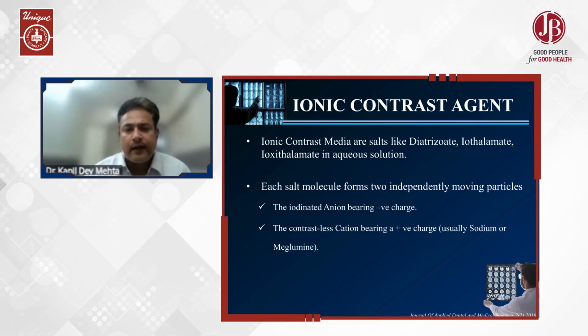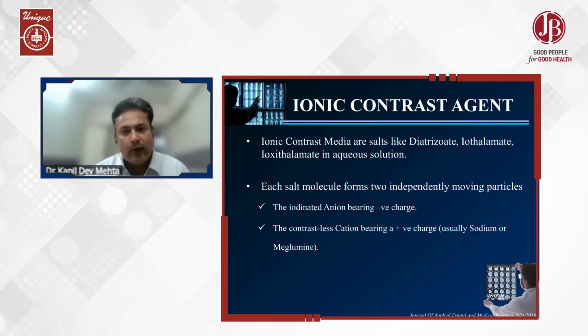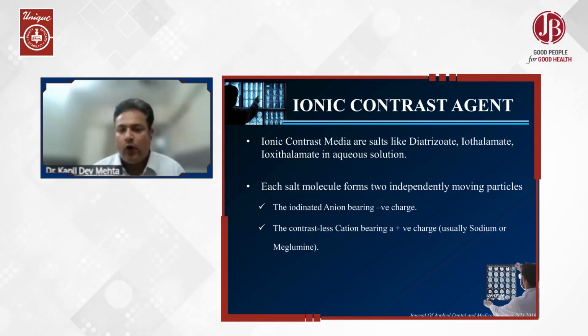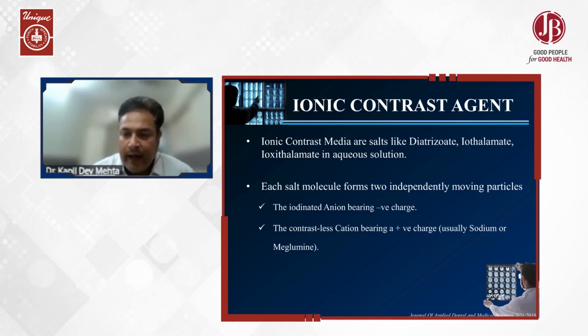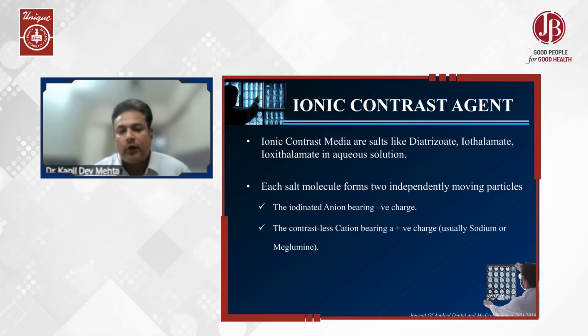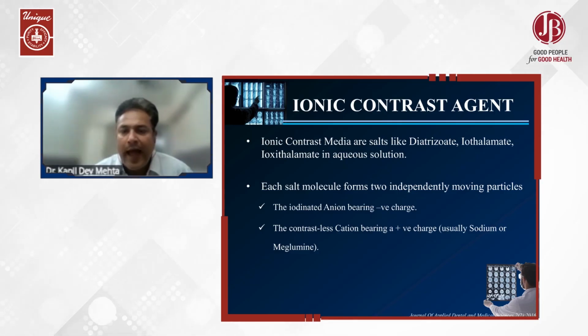So ionic contrast agents are salts like diatrizoate and iothalamate. Each salt molecule forms two independently moving particles. The iodinated part bears the negative charge. The contrastless cation has a positive charge, usually sodium or meglumine. These are of two types: ionic monomers and ionic dimers.